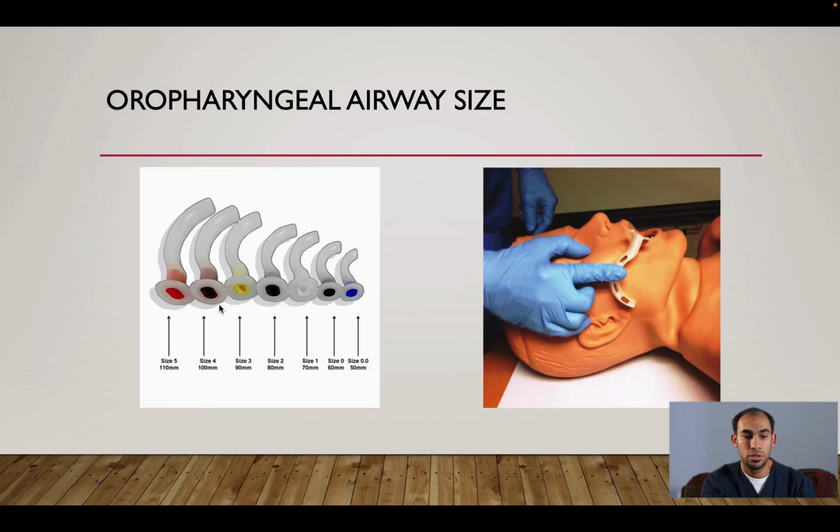As you see in the picture, here is the oropharyngeal airway. There are different sizes and we have to carefully choose the right size, because if you choose the wrong size, this will cause harm to the patient. If you use a big one, this will cause obstruction to the airway, and if you use a small one, this will not open the airway. So how to choose the right size? We will put the oropharyngeal airway from the corner of the lip to the end of the corner of the jaw here. That means this one is the right size.